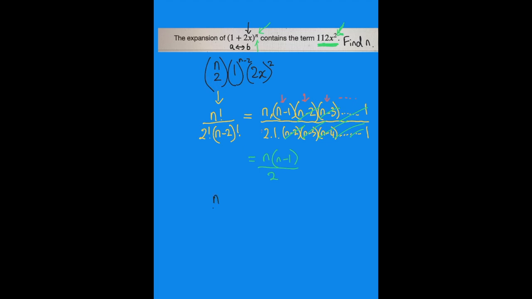So all of that is the coefficient in front of 1 to the n minus 2, which we don't really need to worry about because whatever n is, this is always going to be 1. And then 2x, which is our other variable, squared. So that's going to look like n times n minus 1 over 2, times 2 squared, x squared.